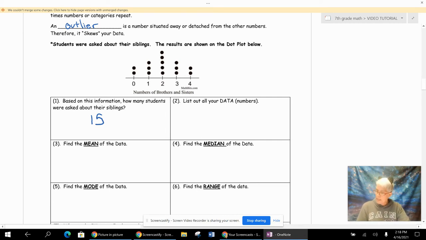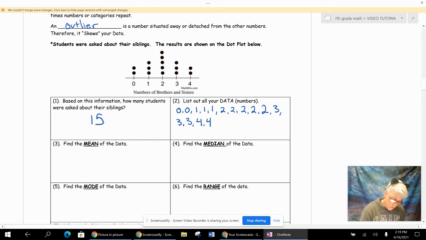Then the second thing says list out all your data in numbers. So I'm literally going to list them all out. So again, what I said earlier, 2 people said 0. 3 people said 1. 5 people said they had 2 siblings. 3 people said that they had 3 siblings, and 2 people said they had 4 siblings. So that's me listing out all of the data.